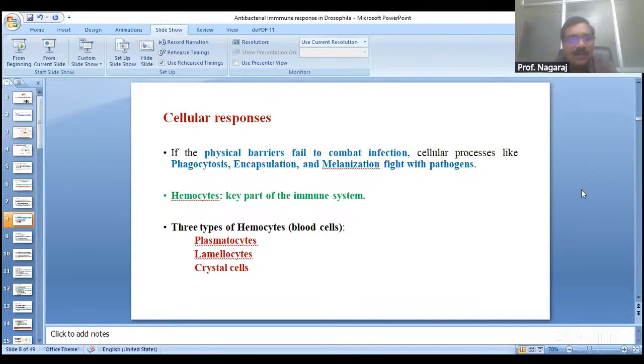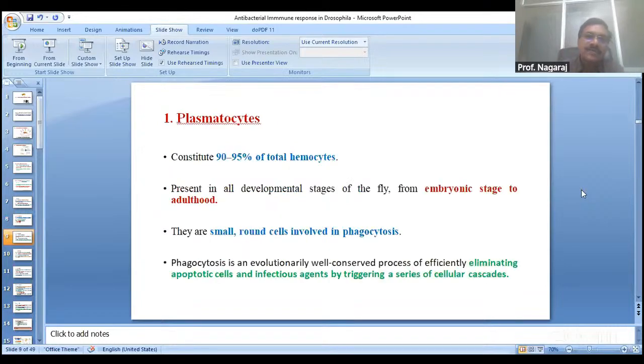So, cellular response, which includes the hemocytes. There are three types of hemocytes, which correspond to blood cells: plasmatocytes, lamellocytes, and crystal cells. Each cell type has its own role. Plasmatocytes account for more than 90 to 95% of the total hemocytes, present in all developmental stages of the fly, right from the embryonic stage to adulthood. They are very small, round cells involved in phagocytosis. Phagocytosis is an evolutionarily well-conserved process of efficiently eliminating apoptotic cells and infectious agents by triggering a series of cellular cascades.